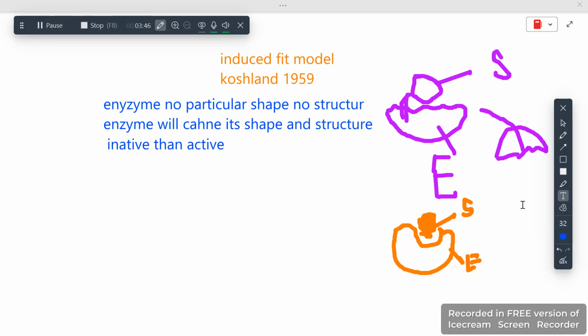So the biggest difference between the lock and key model and the induced fit model is that Emil Fisher said the enzyme cannot change its shape, but when Koshland came in 1959, he said that enzymes are supposed to change their shape and structure so that they can bind. Otherwise there would be no binding between them. How could they attach? Not every particular shape and structure is there in the enzyme's active site.